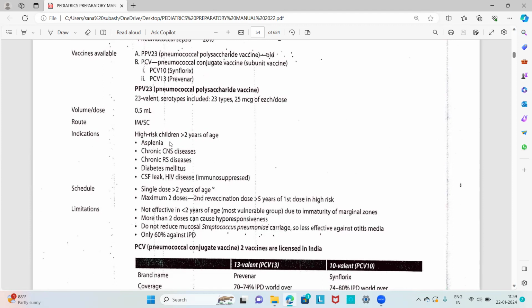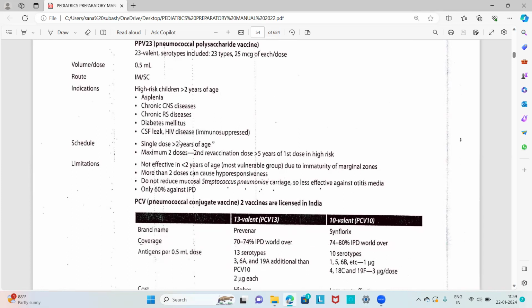Indications are high-risk children greater than 2 years of age. That is, high-risk children are those having asplenia, chronic CNS disease, chronic respiratory disease, diabetes mellitus, CSF leak, or HIV disease, that is immunosuppressed. These are the high-risk children greater than 2 years of age. These are the indications for giving the pneumococcal polysaccharide vaccine. The schedule is a single dose at greater than 2 years of age and a maximum of 2 doses. The second revaccination dose is given more than 5 years after the first dose in high risk.